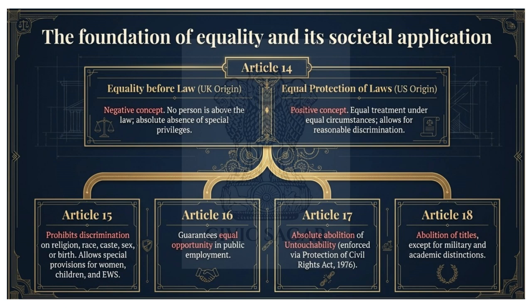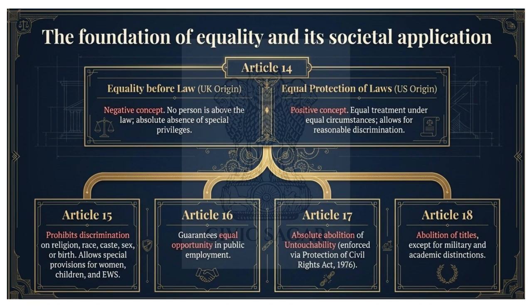Let's break down the first pillar, the right to equality, spanning Articles 14 to 18. Article 14 delivers a double layer of justice by mixing two distinct legal concepts. First, it guarantees equality before law, a British concept. It acts as a negative rule, stating that no single person is above the law and absolute privileges do not exist. Second, it promises the equal protection of laws, a positive concept borrowed from the US. This ensures equal treatment under equal circumstances, meaning the law can make reasonable classifications to help those in need.